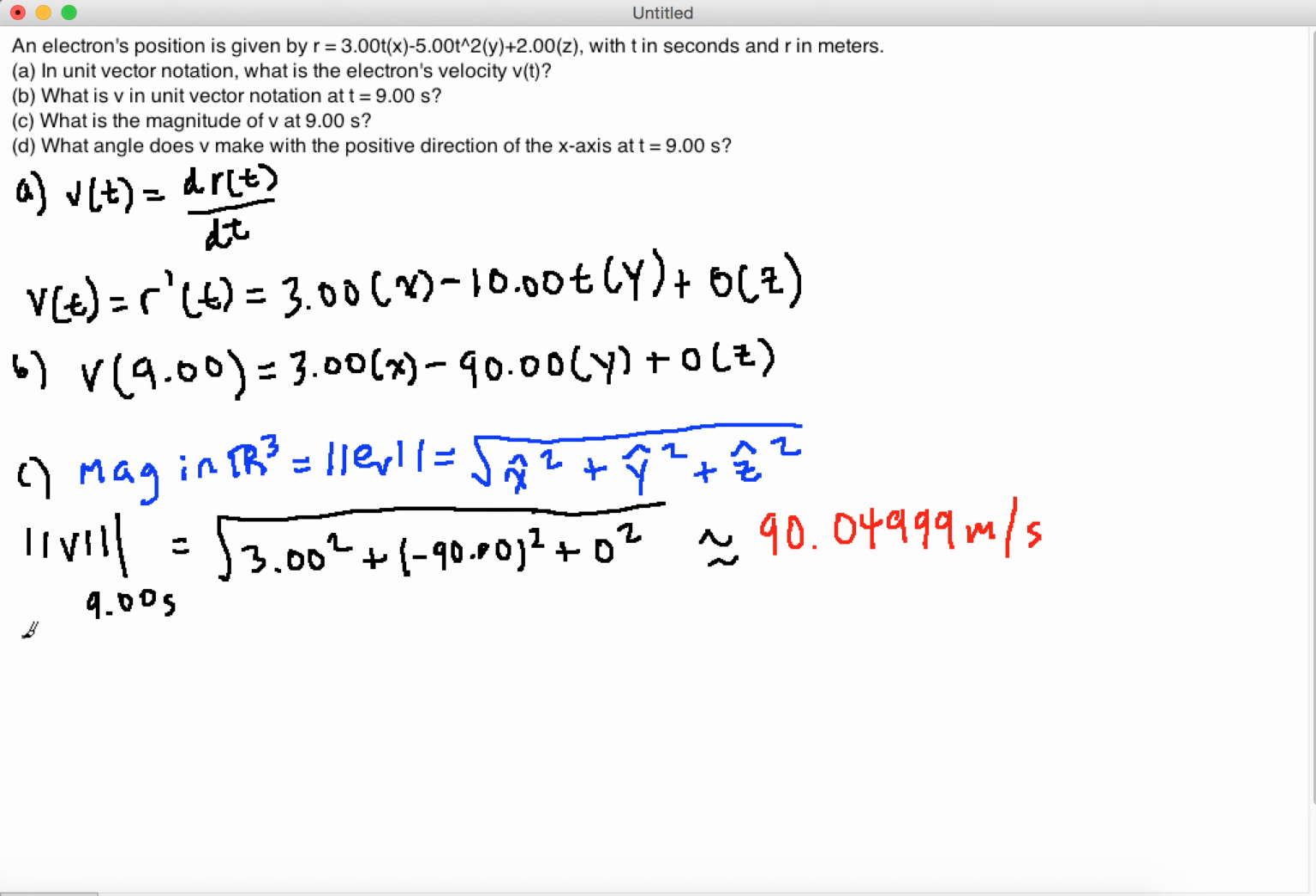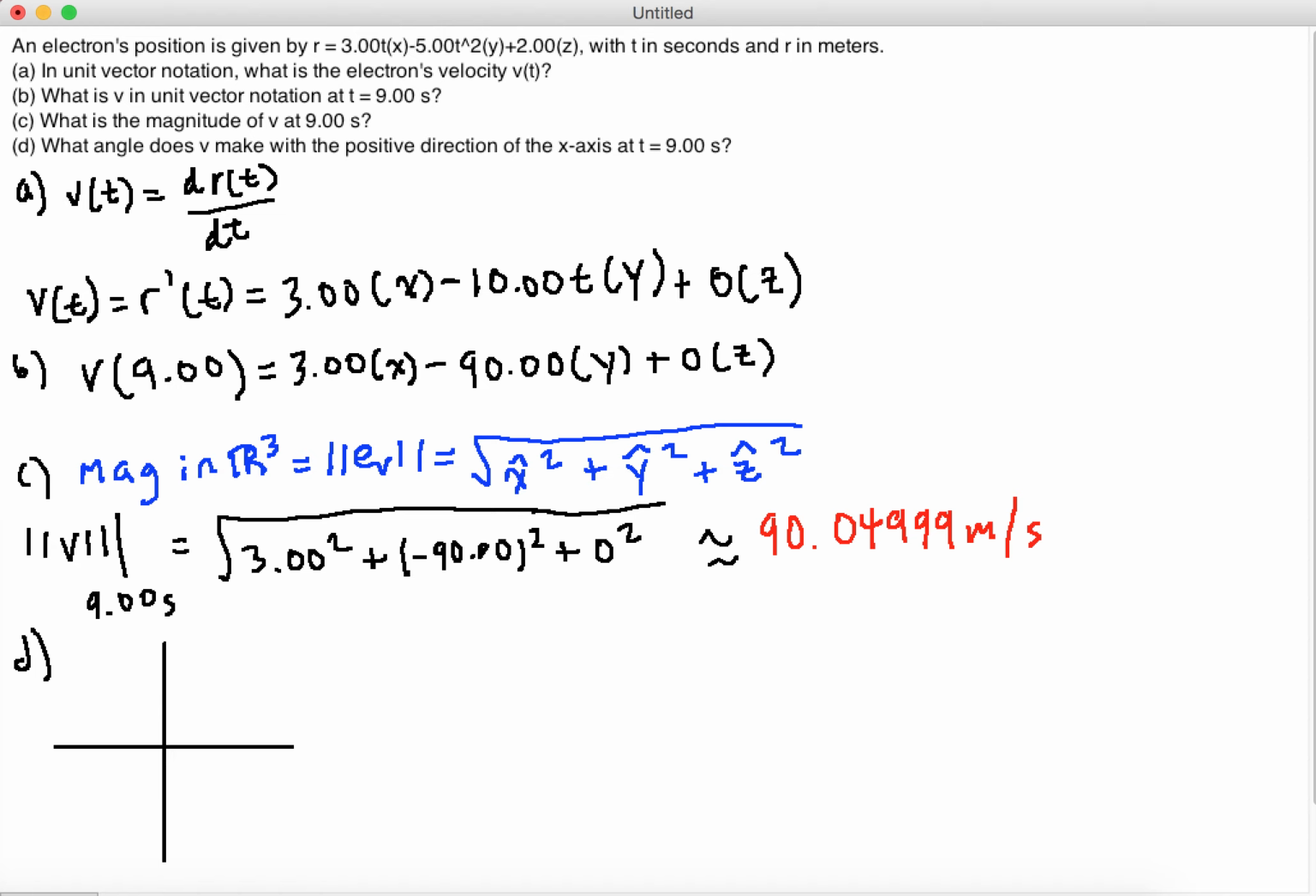And so now we're on the last part, D. And D asks, what angle does V, this magnitude of V, make with the positive direction of the x-axis at t equals 9 seconds? There are many ways to do this, but the approach that we can take is the conventional trigonometric approach. So I'm going to draw the components of the velocity, taking this equation into analysis.